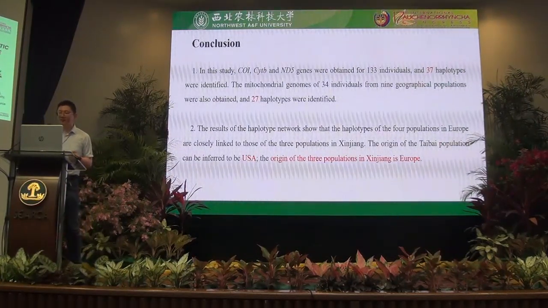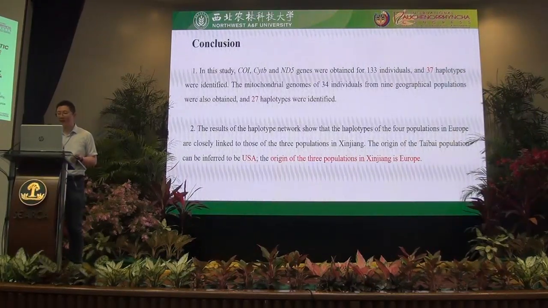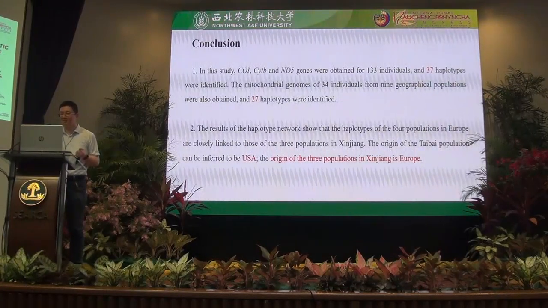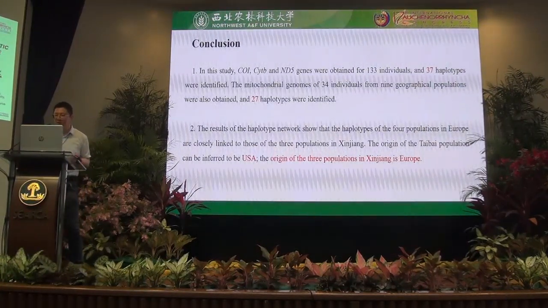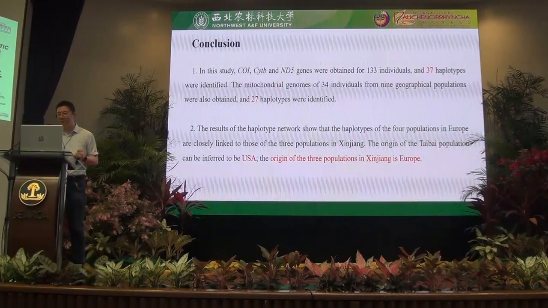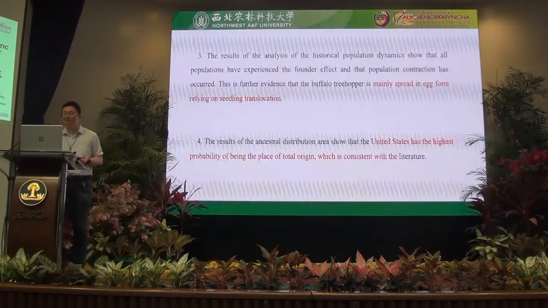Second, the results of the haplotype network show that the haplotypes of the four populations in Europe are closely linked to those of the three populations in Xinjiang. The origin of the Taipei populations can be inferred to be the USA. The origin of the three populations in Xinjiang is Europe.